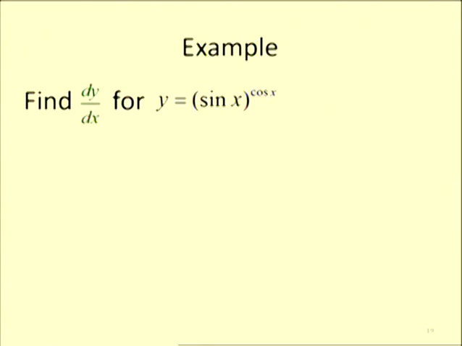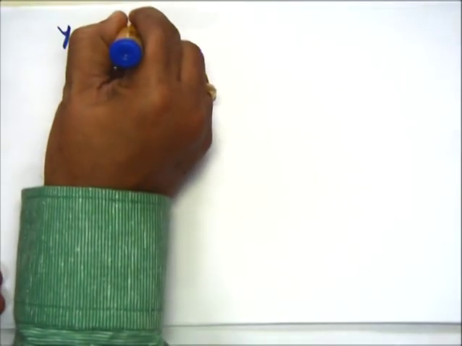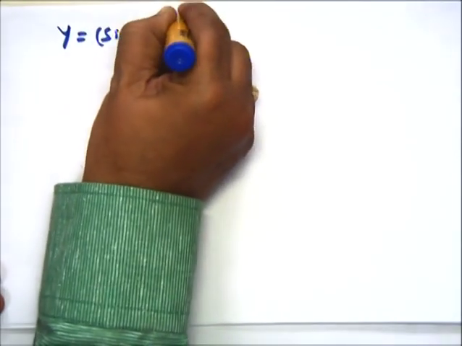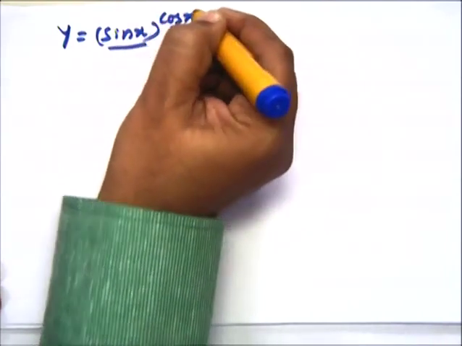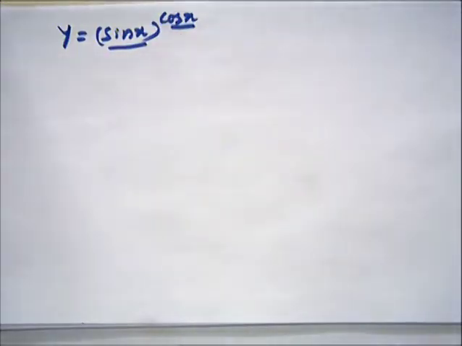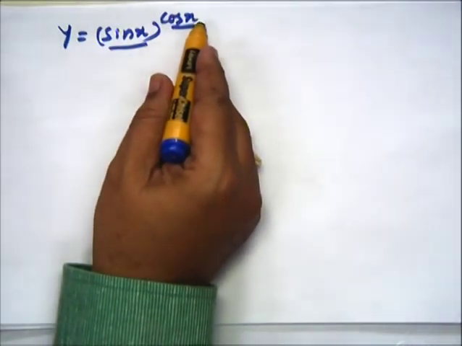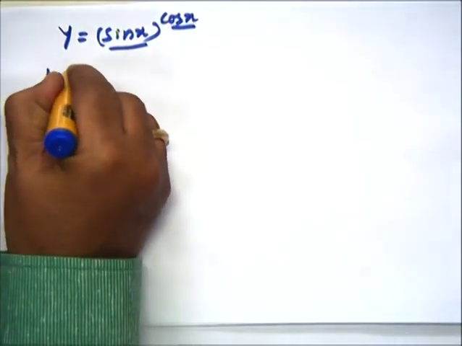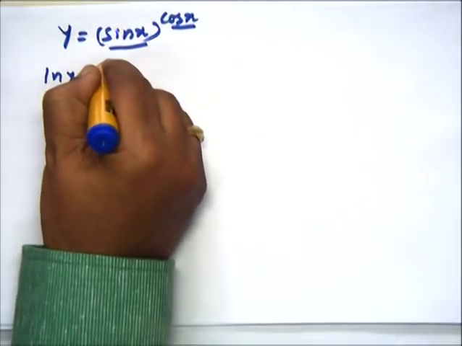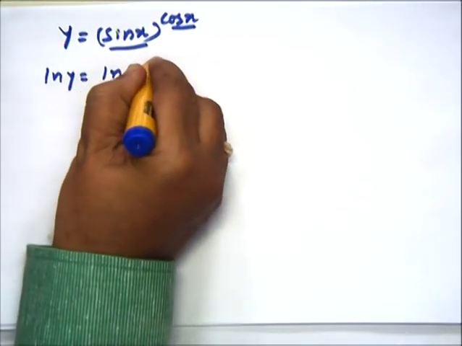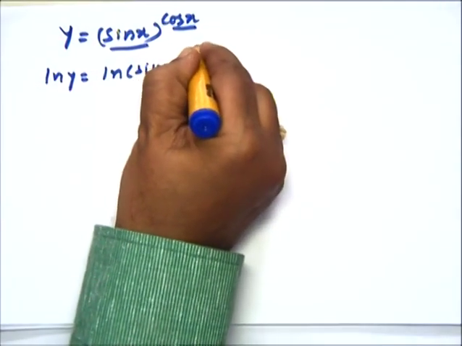Let us have one more example. So it is sin x raised to cos x. Here we have taken trigonometric functions as the base and the power. So the function is y is equal to (sin x) raised to cos x. Both of these are functions of x, so base and power both are functions of x. So we take log both sides. So log y is equal to log of (sin x) raised to cos x.